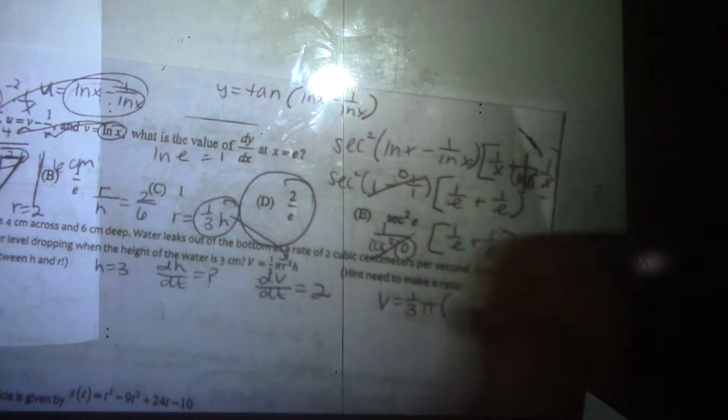We can replace R in our equation. So now our volume is 1/3 pi, R we just said was 1/3 H, squared, times H. Not taking the derivative yet, right? All I'm doing is finding V in terms of H so that I don't have R in my equation, because I don't really know anything about R. This is 1/9 H squared. 1/9 times 1/3 is 1/27 pi. H squared times H would just be H cubed. And now that I have the volume just in terms of the height, now I can take the derivative.